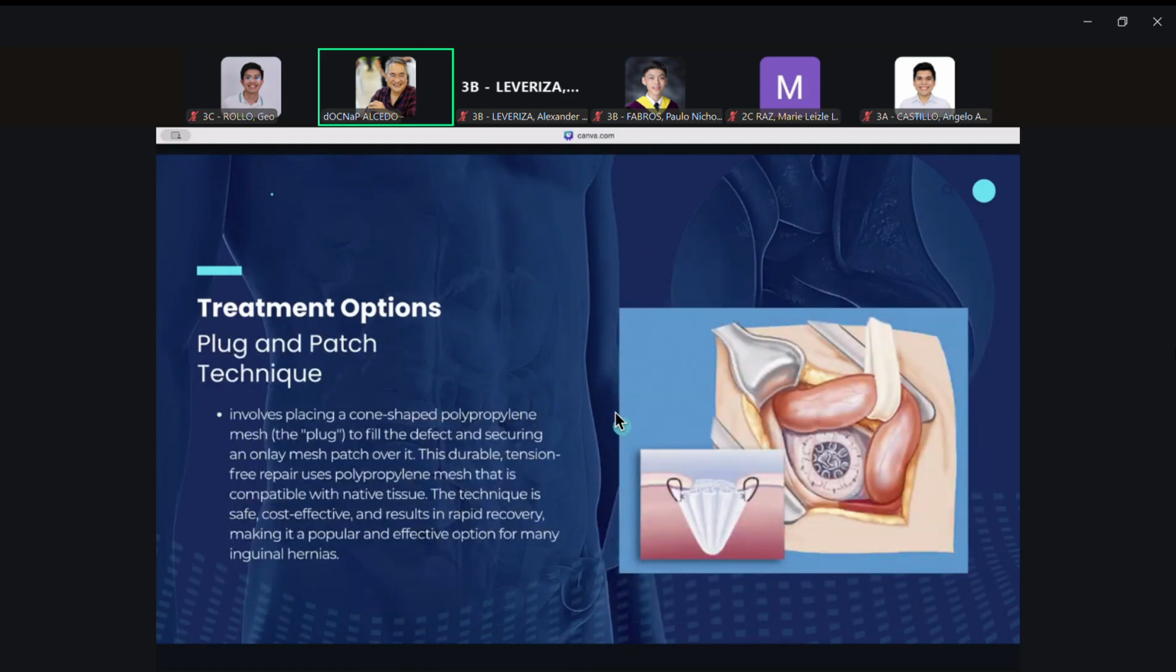So there are several options with the use of a mesh. One is plug and patch, no? So this is a two-type. It involves two procedures. One is use of a plug. So we insert the plug into the internal ring, I mean. Okay, and then once it's anchored, we put the mesh, just like what we do with the Lichtenstein hernioplasty, no? So dalawang mesh siya. Naka-plug sa butas, and of course, yung mesh na ino-overlay dito. Okay?